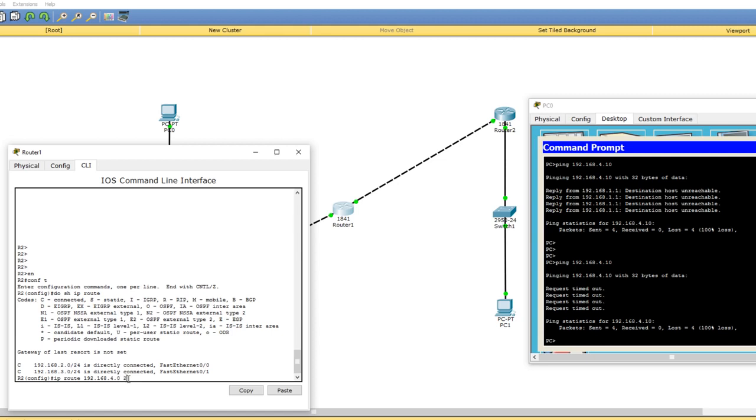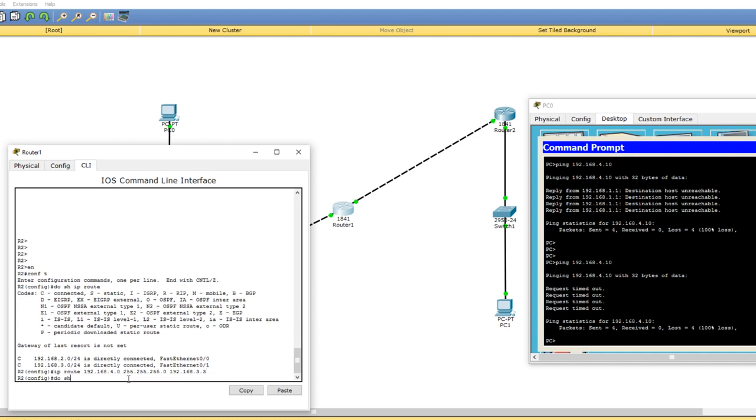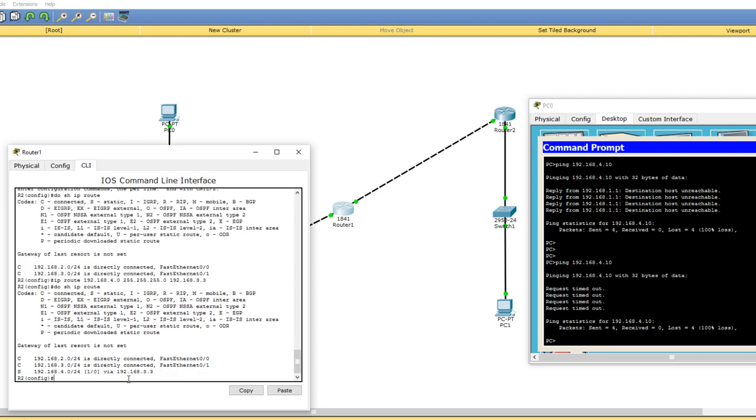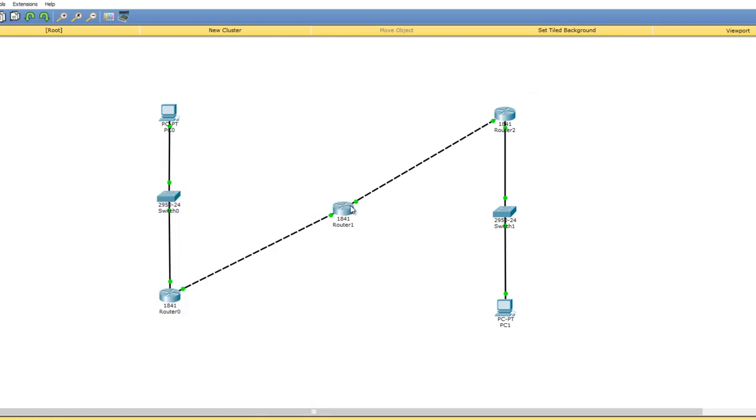192.168.4.0 255.255.255.0. Please go to 192.168.3.3, if I'm not mistaken. 3.3, yeah, 3.3. Right. So do show IP route. I know how to go to 4.0, right? So now if I do this, what will happen? Will it reach? Right? So now this device knows how to reach 4.0.